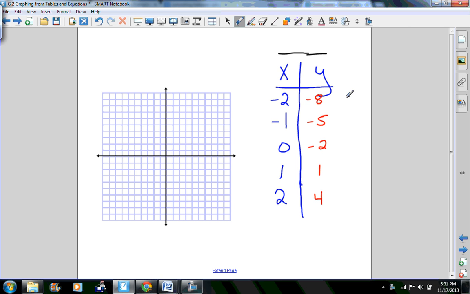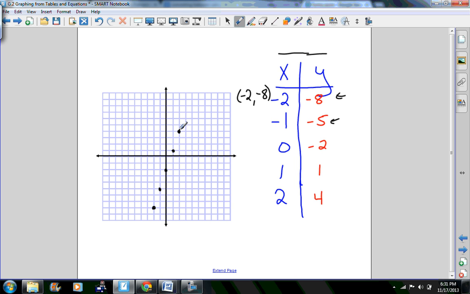Now, each of these spots is an ordered pair. So this is the ordered pair -2, comma, -8. And we should know from the last lesson that -2, -8 would be right there. This ordered pair would be -1, comma, -5. So -1, comma, -5. 0, -2 would be here. 1, 1 would be here. And 2, 4 should be right there.